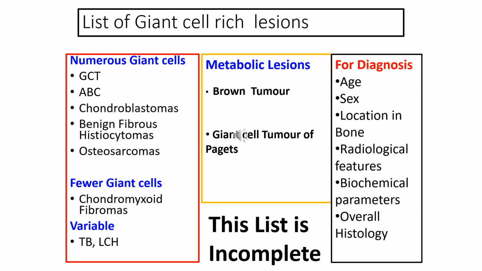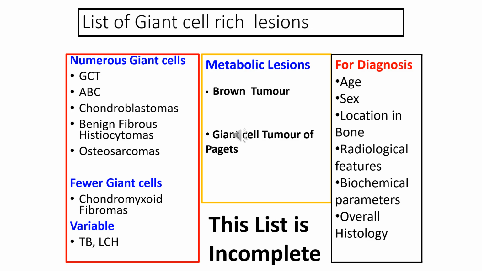Comparatively, fewer giant cells are seen in chondromyxoid fibromas, and a variable number are seen in tuberculosis and Langerhans cell histiocytosis. Now coming to metabolic lesions, brown tumors of hyperparathyroidism can have innumerable giant cells and mimic a true giant cell tumor very, very closely. Then we have giant cell tumor of Paget's.